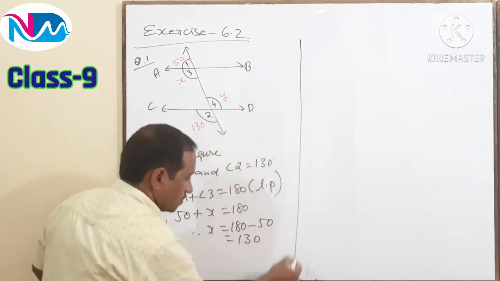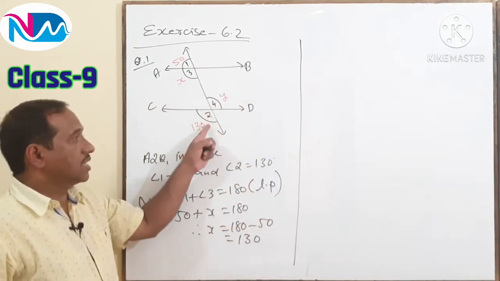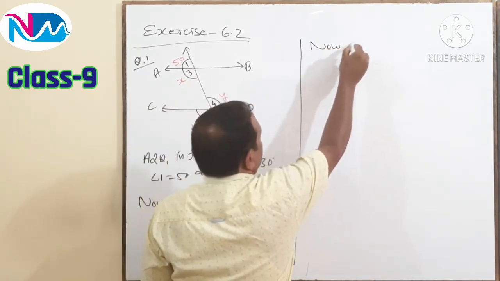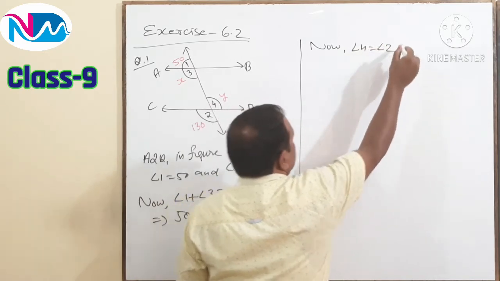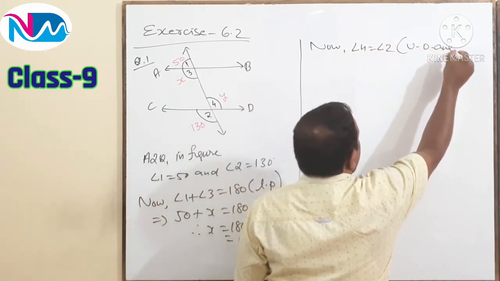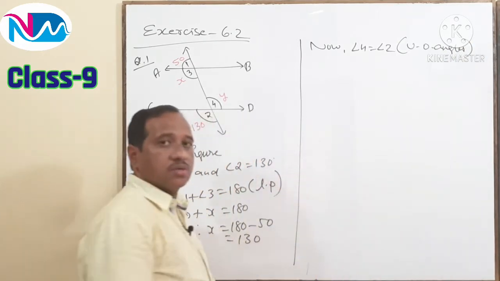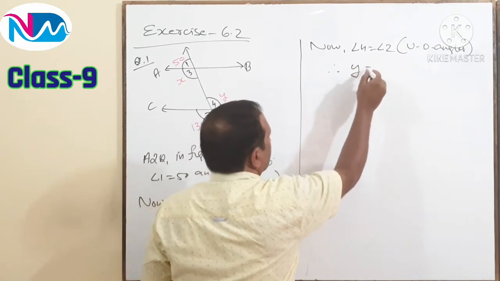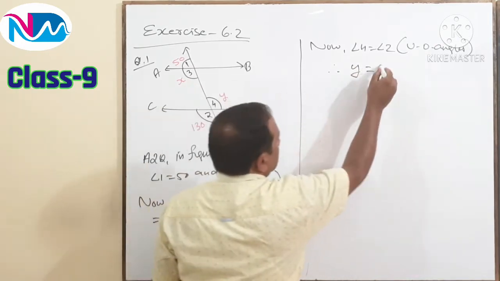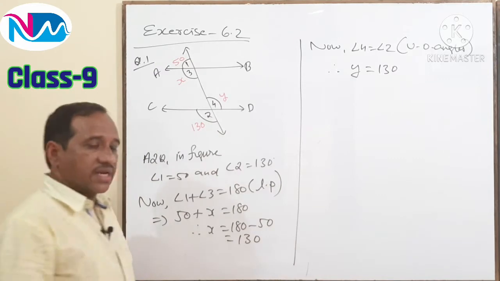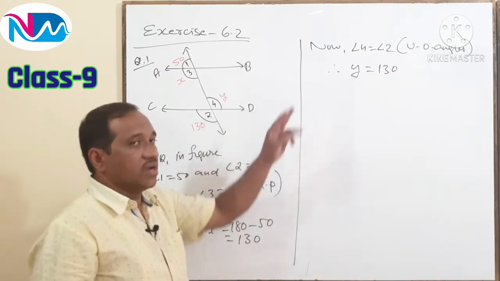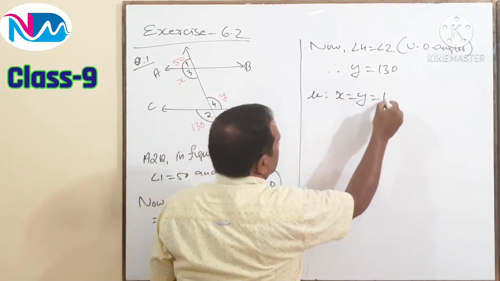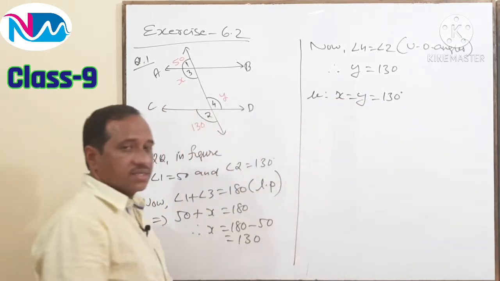Now, here angle 4 and angle 2 are vertically opposite angles. Angle 4 is equal to angle 2. The reason is they are vertically opposite angles. Therefore, angle 4, y, is equal to angle 2, 130. That is, x is equal to 130, y is also equal to 130. That is, x is equal to y is equal to 130.